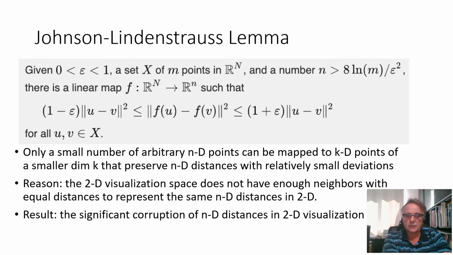Let me give you one simple example. In 2 dimensions, the center of the square has 4 neighbors, the corners of that square. In 10 dimensions, the equivalent of the square is a 10-dimensional hypercube that has 2 to the power of 10, 1024 neighbors. And obviously, mapping all these 1024 points to 4 points in 2D will definitely corrupt the distances.